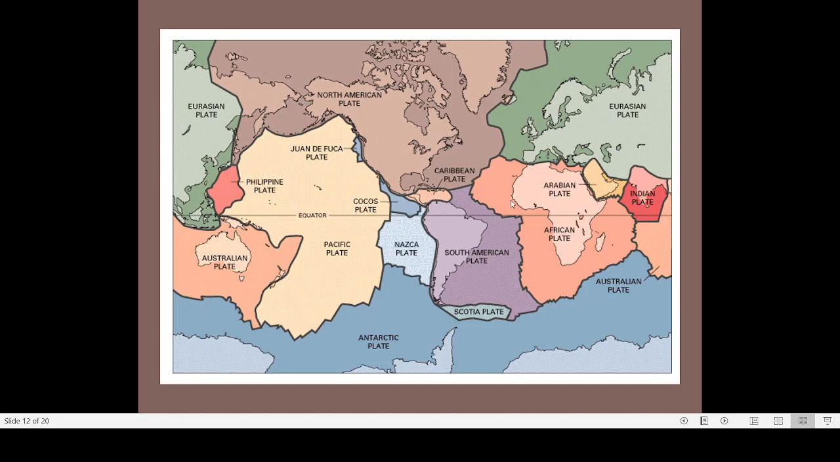Here you can see, for example, this is the Arabian plate. There is an Arabian land there. Then similarly we have the Indian plate. The Indian subcontinent or Indian region is above the Indian plate. Whereas some of the plates, like the Nazca plate, are oceanic plates. There is no land or continent above it.